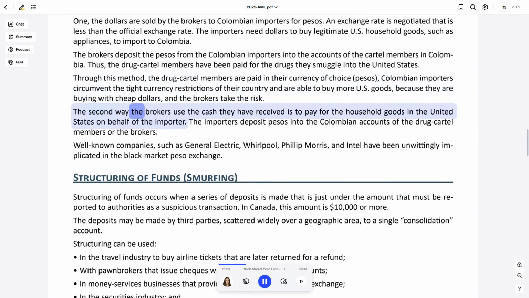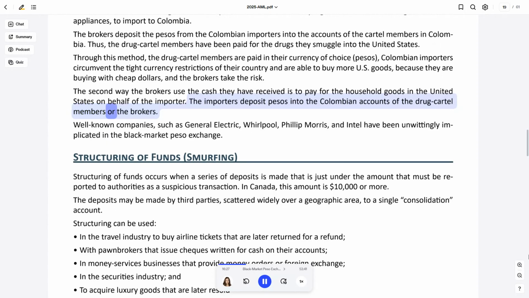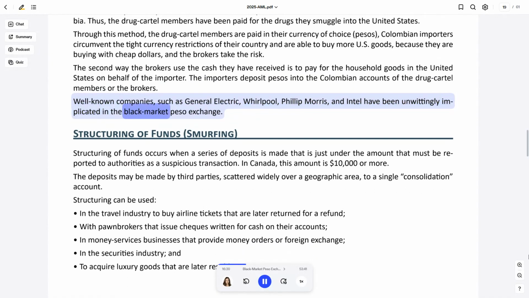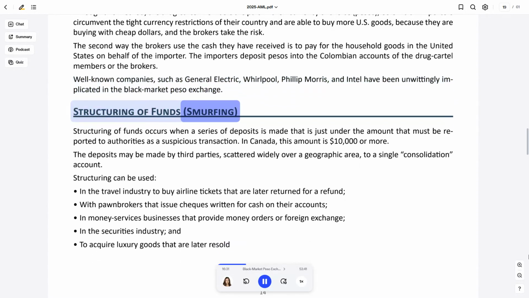The second way the brokers use the cash they have received is to pay for the household goods in the United States on behalf of the importer. The importers deposit pesos into the Colombian accounts of the drug cartel members or the brokers. Well-known companies such as General Electric, Whirlpool, Philip Morris and Intel have been unwittingly implicated in the black market peso exchange.